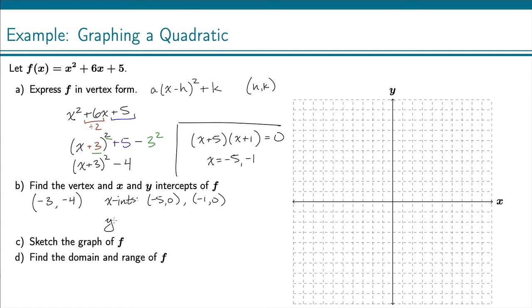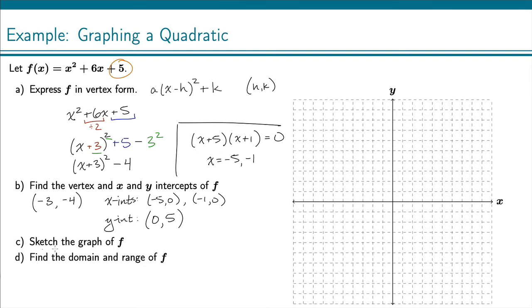For our y-intercept, this is super easy. For the y-intercept, you just plug 0 into the function. And for a quadratic, that means it always ends up being this number out here. So we're just going to have 0 as the x value, and then y is 5.